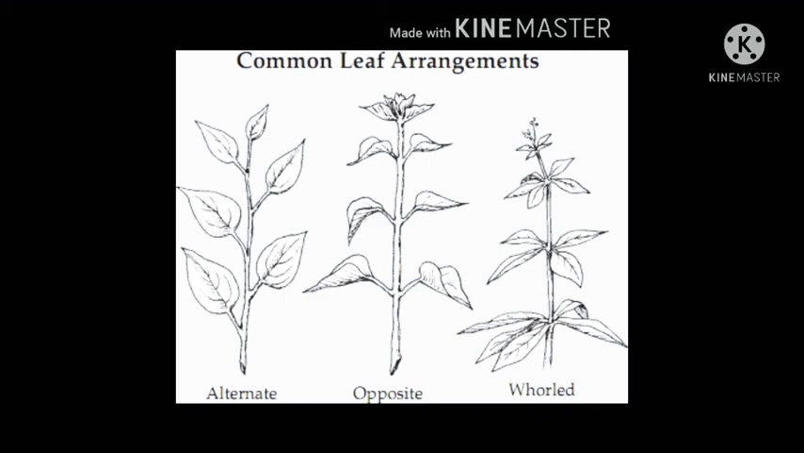Now we have one more kind of leaf arrangement which is called whorl. What is this kind? It is a circular arrangement where the leaves are arranged in a circular manner.